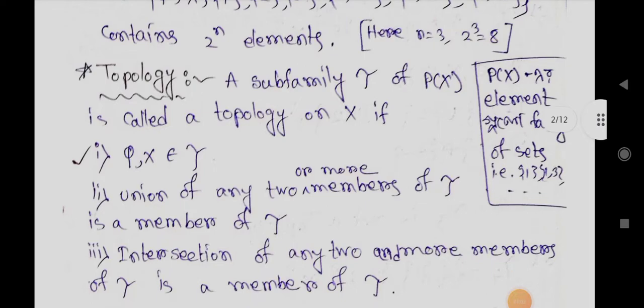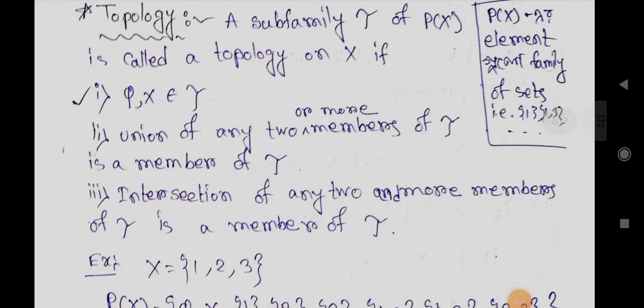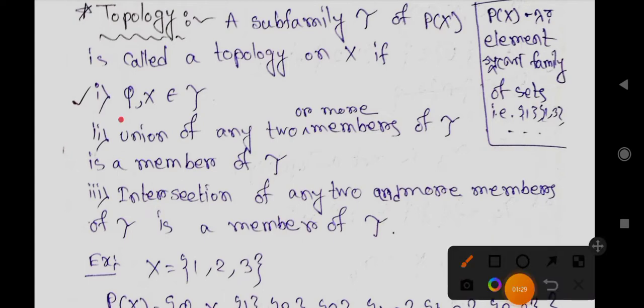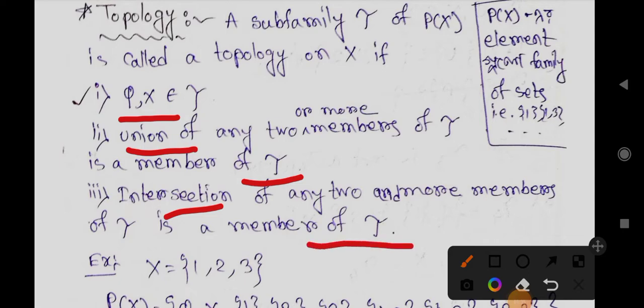Then what is a topology? A subfamily tau of P(X) is called a topology of X if phi and X belong to tau, the union of two or more members of tau is a member of tau, and the intersection of any two or more elements of tau is a member of tau. That is, phi and X belong to tau, union belongs to tau, and intersection belongs to tau.